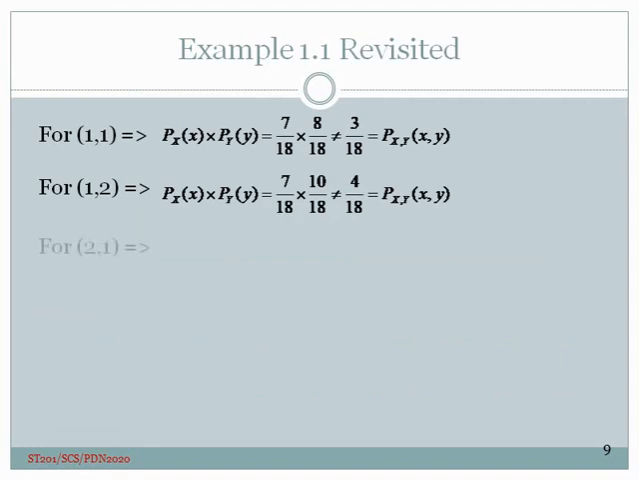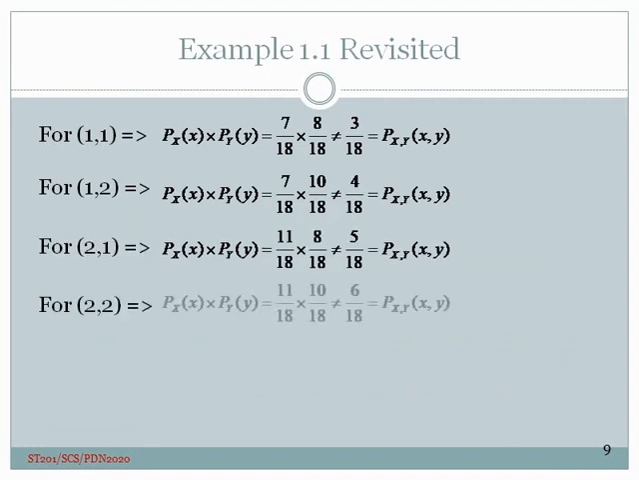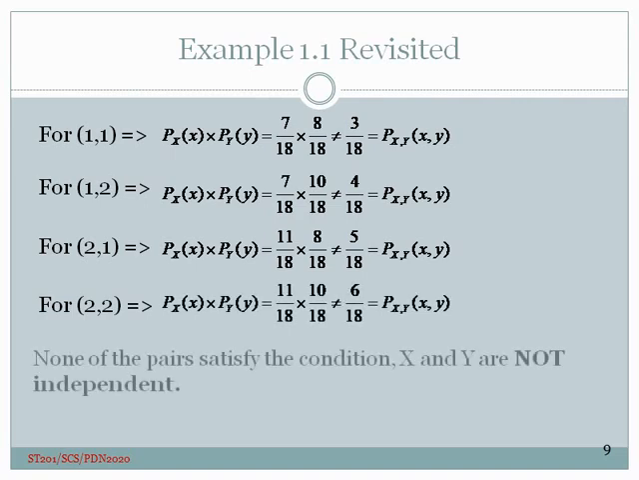If you check all these 4 pairs, you will see that none of the pairs satisfy the condition and x and y are not independent. Since if at least one pair violates the condition, you can conclude that x and y are not independent.